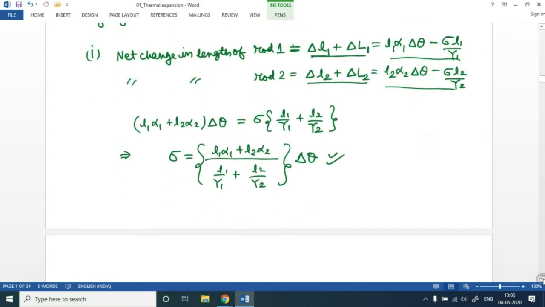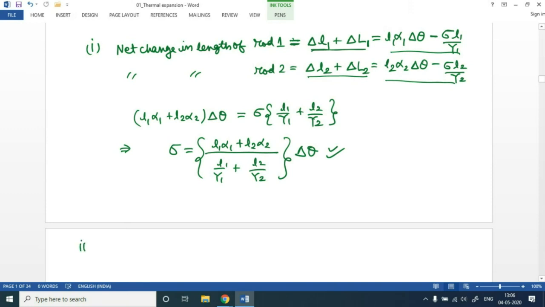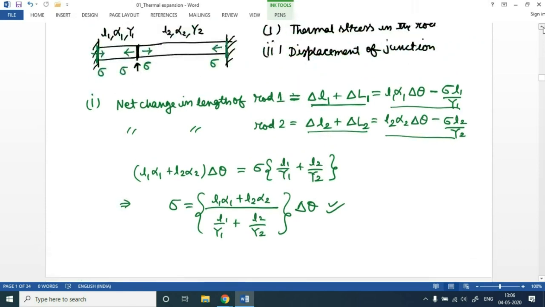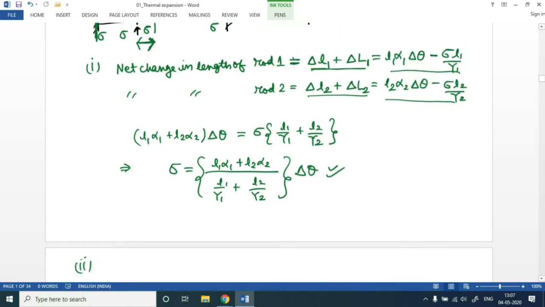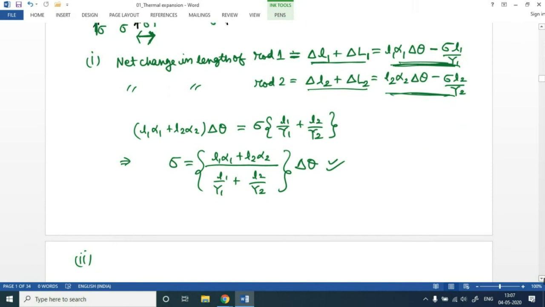And now let's look at the answer for the second part, and that is the displacement of the junction. Since this end is fixed, whatever is the elongation, one rod is getting elongated and the other is compressed. So let's say the first rod is getting elongated, so this gap here is going to be the displacement of the junction, and this gap is nothing but either of these quantities. So let's try to calculate that quantity.